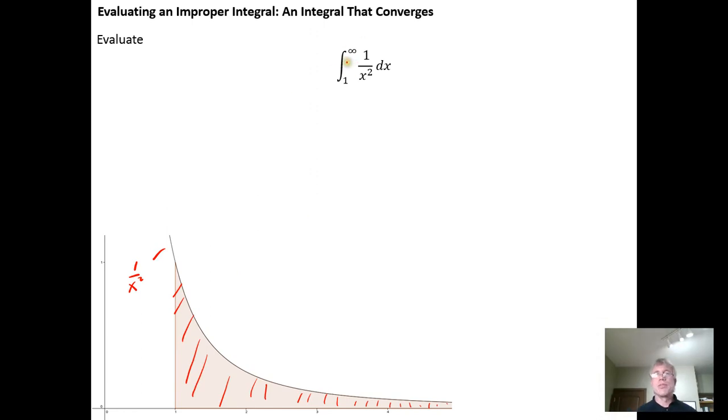Whether these integrals evaluate to a number or not is generally going to depend on how quickly the function approaches the x-axis, which is its horizontal asymptote.